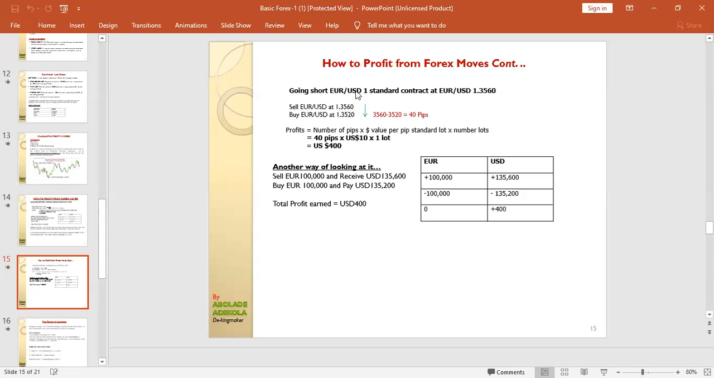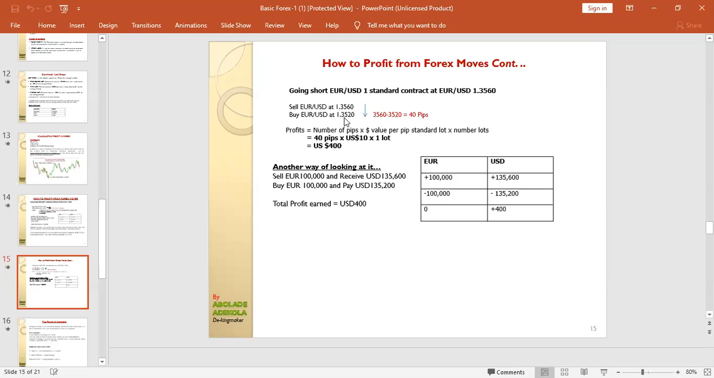You sell Euro USD at 1.3560, and after a while, the market dropped, just as your strategy indicated to you that the market is going to drop. So after a while, the market dropped to this price, 1.3520. And I want you to take note of something right now.